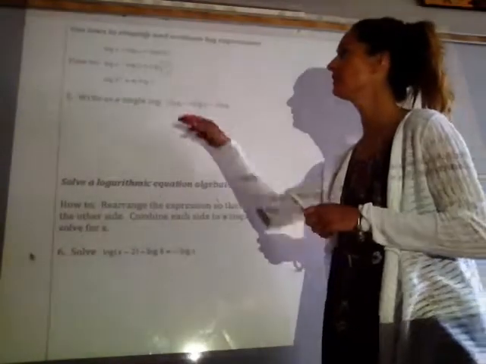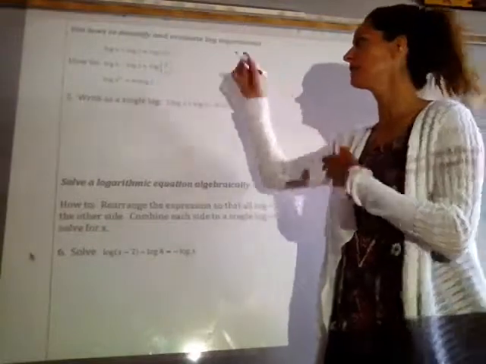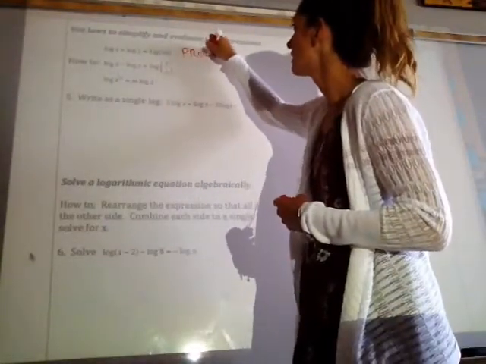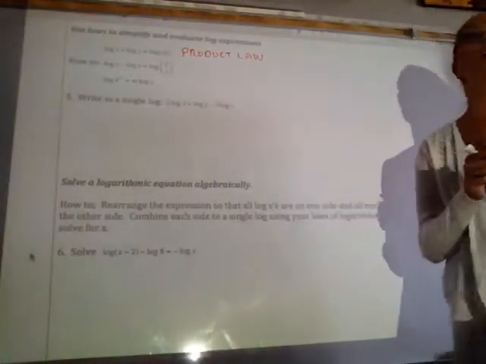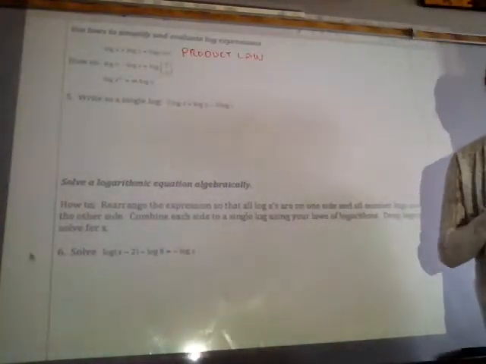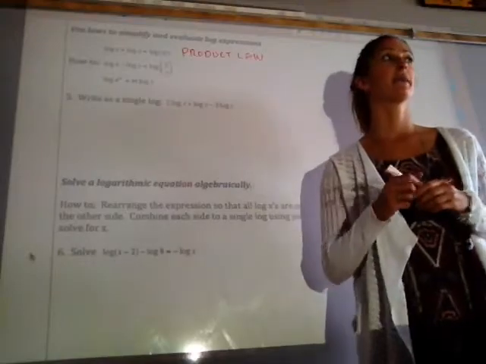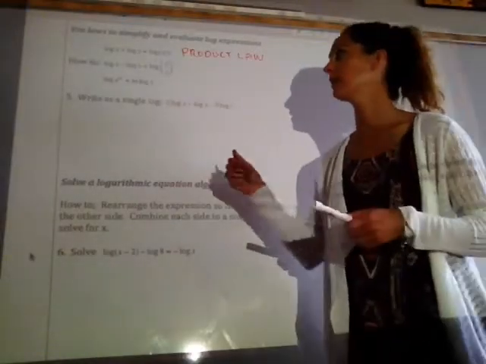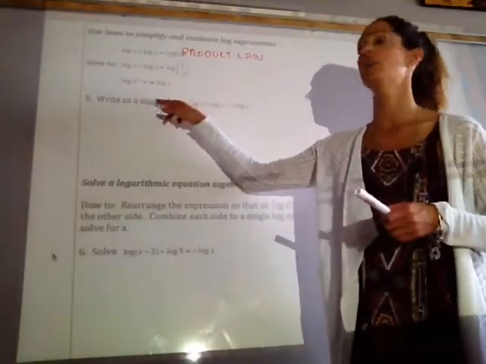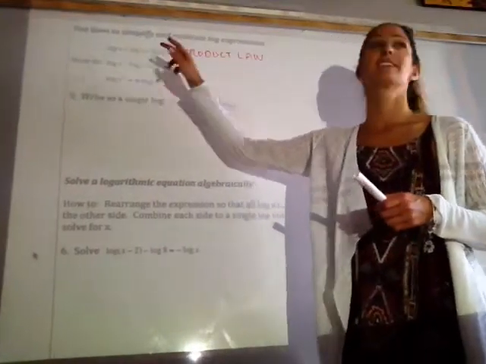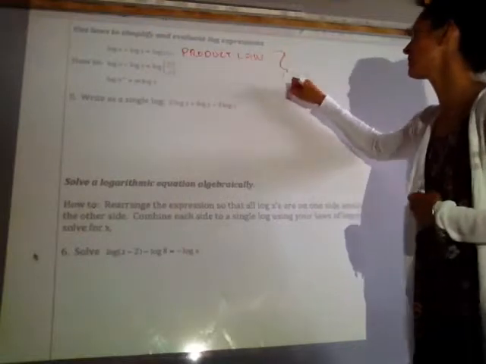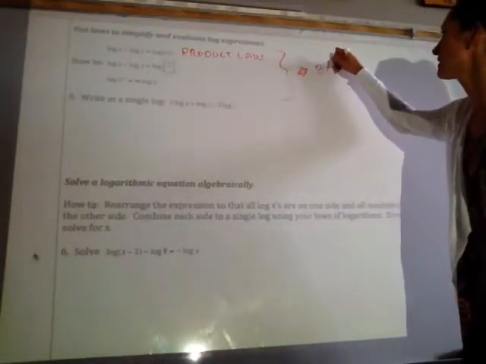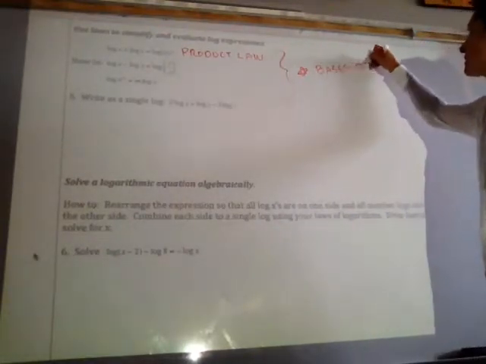We learned about some laws of logs. Just to review, this one is called the product law. We have log x plus log y equals log x times y. You can only apply the product, the quotient, and the power law when, what about the bases? The bases have to be the same. So I'm just going to put a big note here. Bases must be the same.